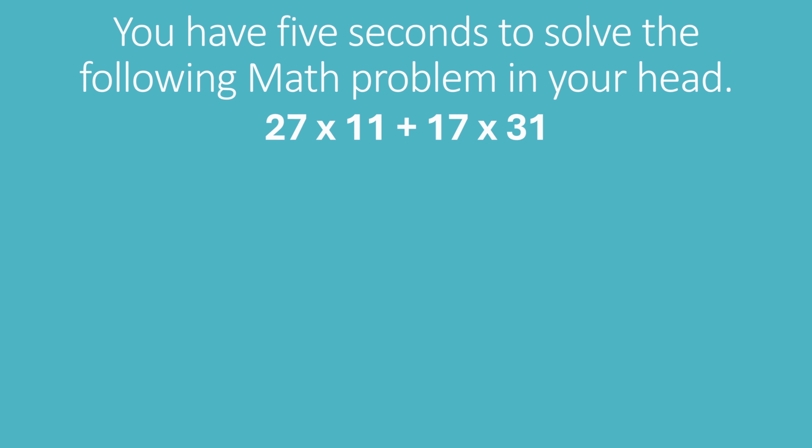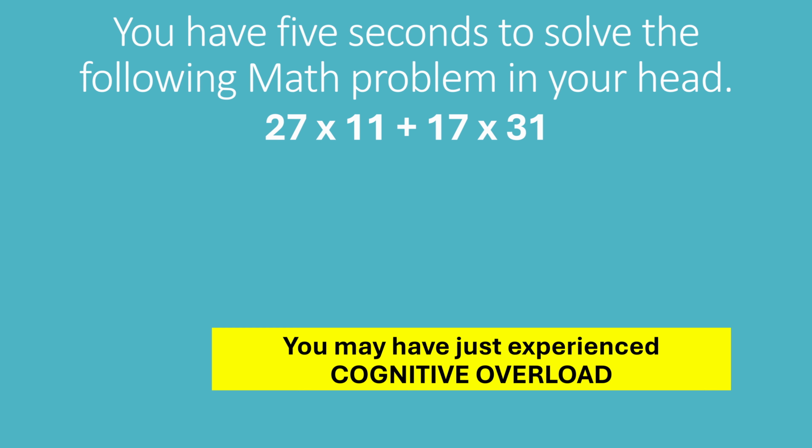Okay, let's stop. So did you get the answer? Again, you've most probably experienced cognitive overload. Now here, the problem with this is, we have the concept 27, the concept multiply, the concept 11, the next concept is the concept of addition, and then 17, and then the concept of multiply again, the concept of 31, and then order of operation.